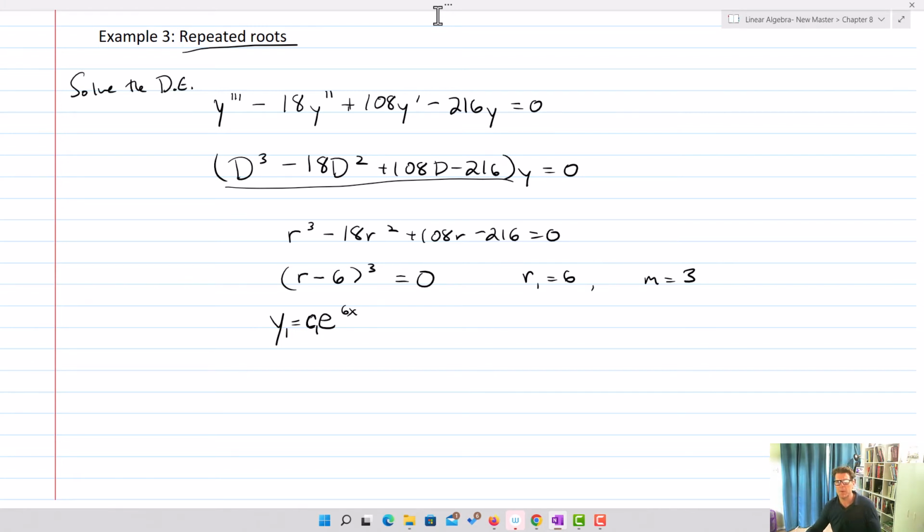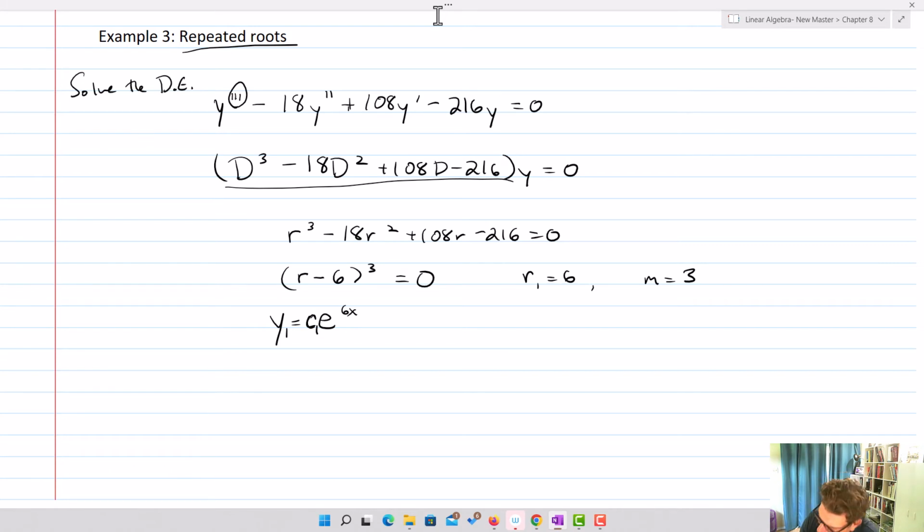Okay? So remember when we talked about the general theory, we're going to need, in this case, 3 solutions because the order of this differential equation is of order 3. So we need 3 solutions, but they all need to be linearly independent. If I pick up e to the 6x, it's not going to be linearly independent with itself. That doesn't make any sense. So what we need to do is modify it.